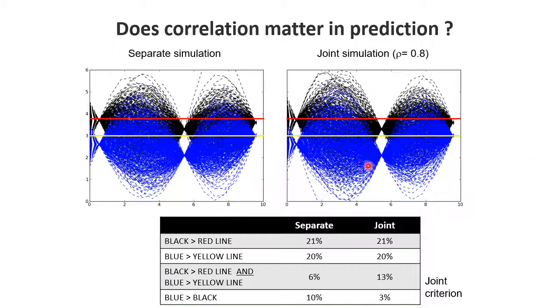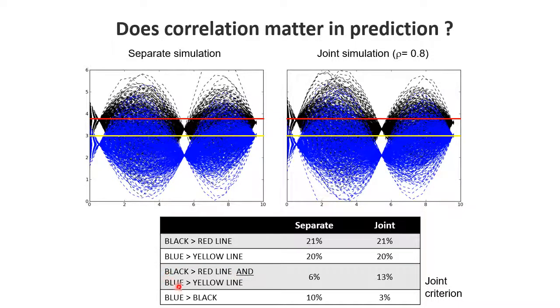So I can simulate many. And then I ask myself, for example, a question. If I've done that and I've ignored the spatial correlation, what is the probability that my porosity and permeability, say, is above this red line? If you look at that, for the marginals, that's not very different between this case, the separate simulation, and this case, the joint simulation.